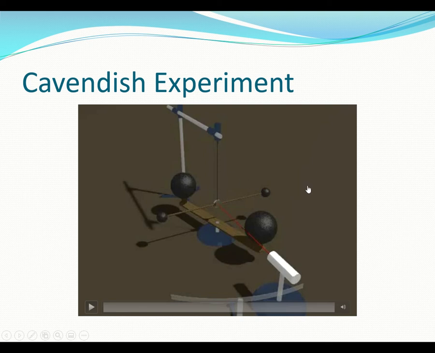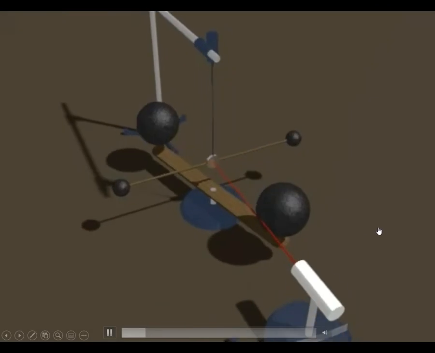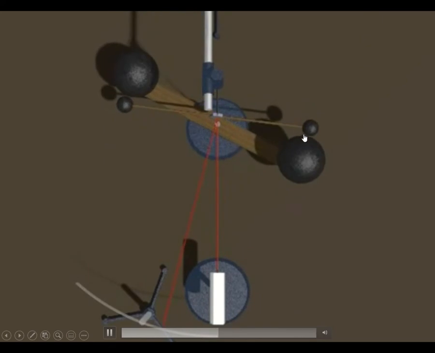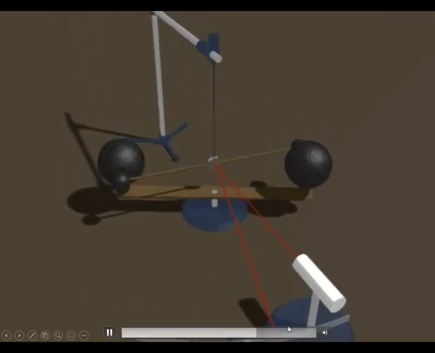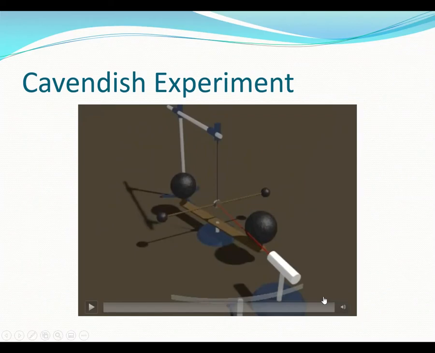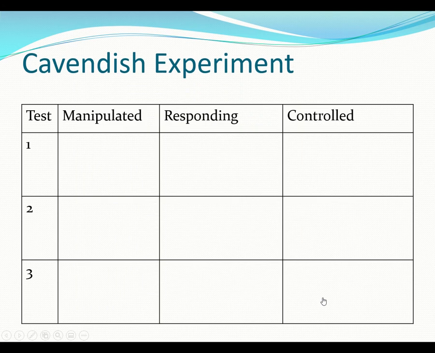So we can take a look at this experiment and what it looked like. Okay, so these two masses attract each other, you bring it closer, and you can see now it's attracted. It bends that beam of light, and you can read how many degrees it twisted. Okay. So what Cavendish did in his experiment is he manipulated three different things. The first thing that he manipulated was mass 1. And what he was testing was what that angle of twist was. Right? And from that angle of twist, you were able to find out a force, right?